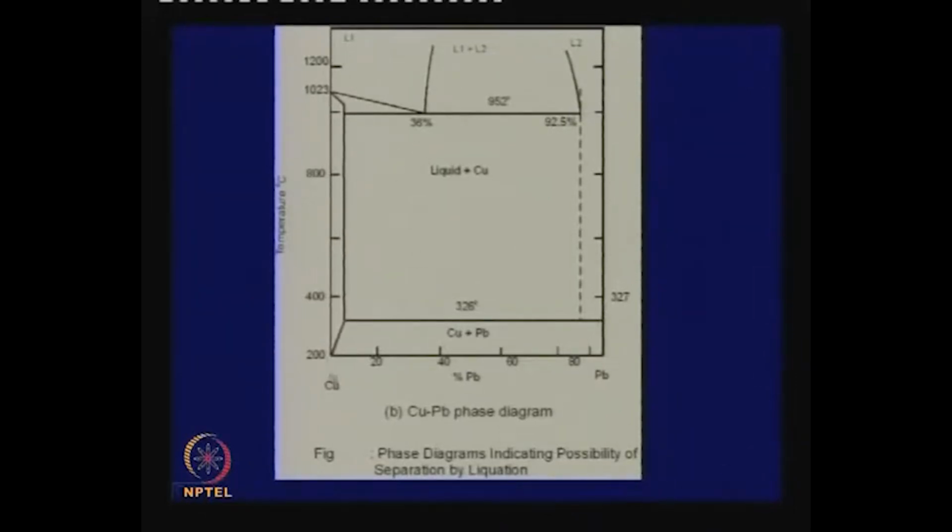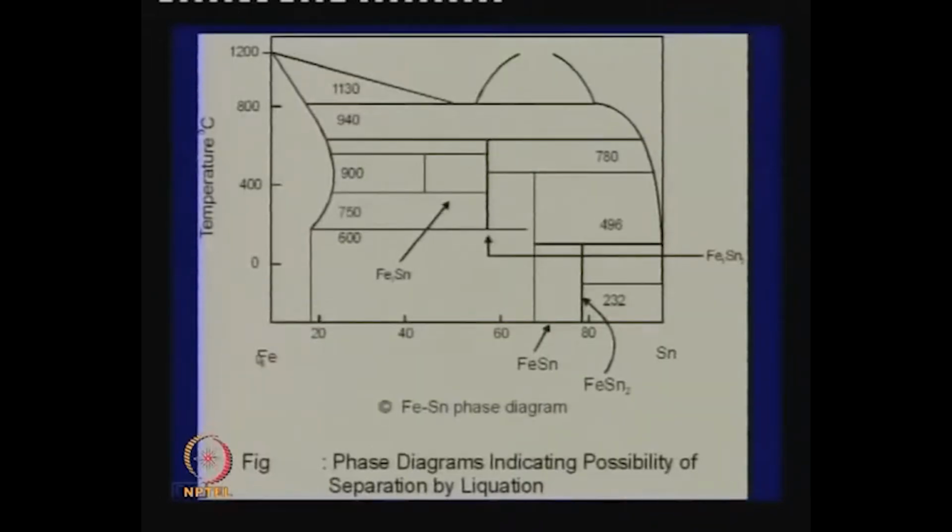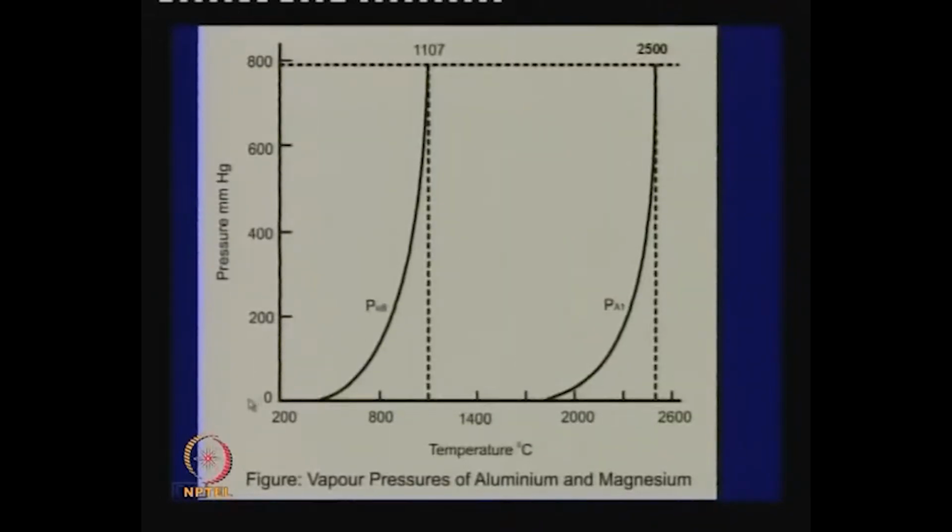Similarly, there is a possibility of separation by liquation in another system. We can separate constituents from an alloy by differential distillation. Like if you have aluminum and magnesium, if you heat the alloy, magnesium will evaporate first, because of the vapor pressure of magnesium. It reaches 1 atmosphere at low temperatures. Aluminum will volatilize at much higher temperatures.